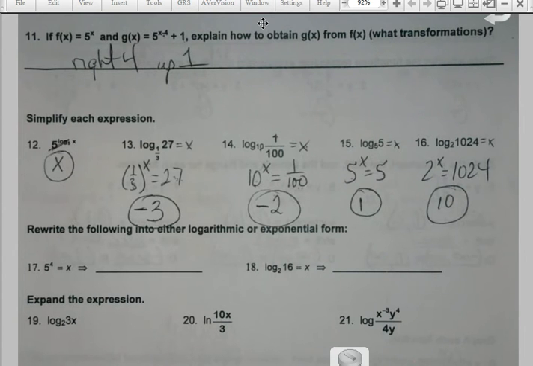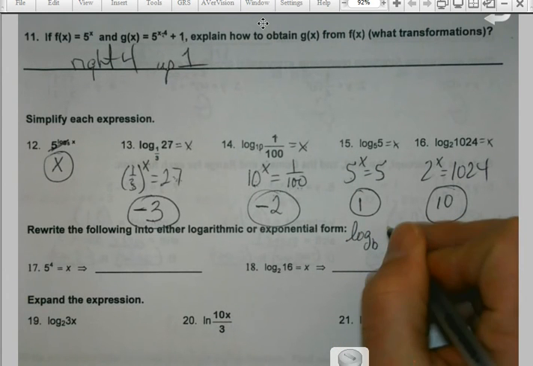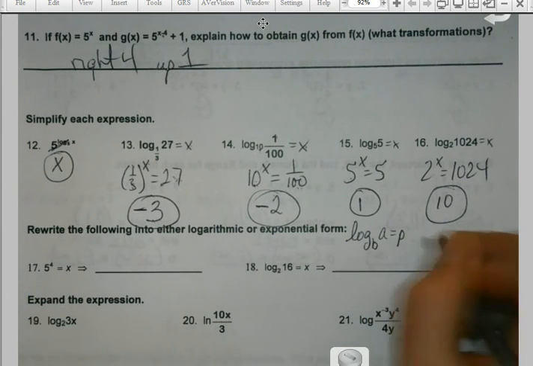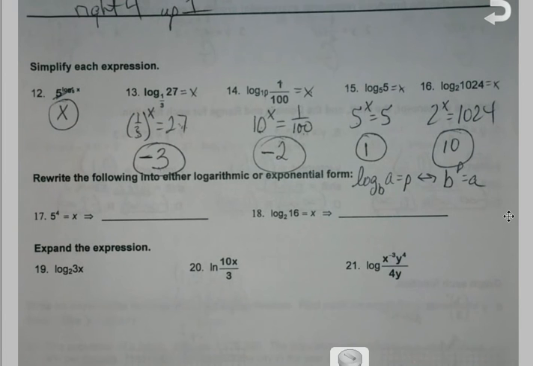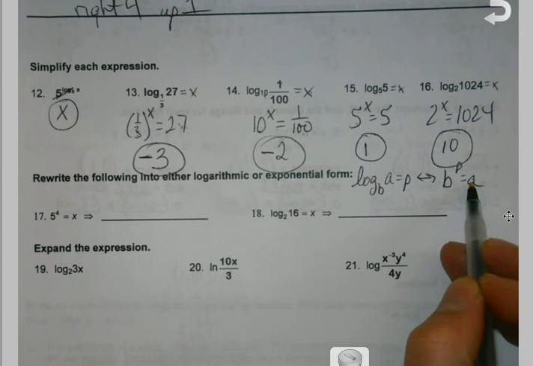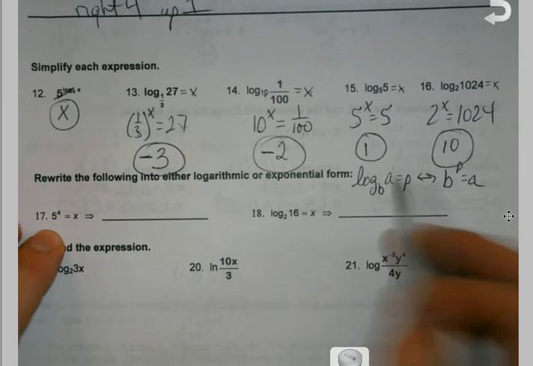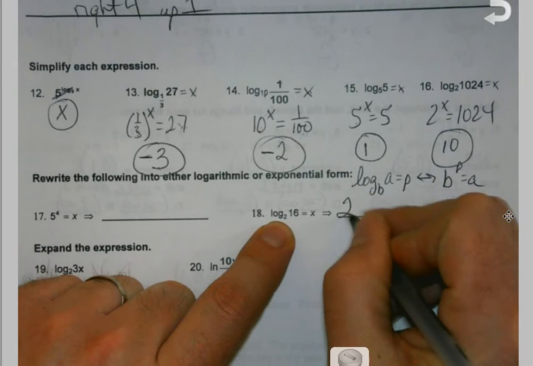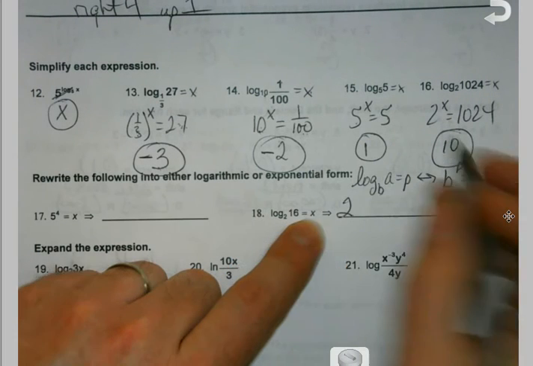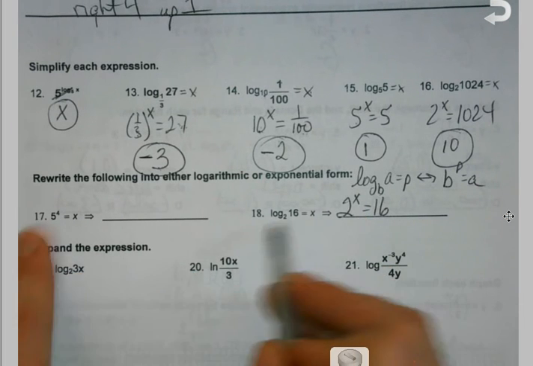Rewriting into either logarithmic or exponential. We talked before about changing this up a little bit and saying, okay, I've got my base, my power, and my answer, and the log works the same way. My base, my power, my answer. So if I have a feel of this, I can look and say, okay, and maybe this one's easier to do first. Most of you are good at this because it's kind of like these were. Base, exponent, answer.